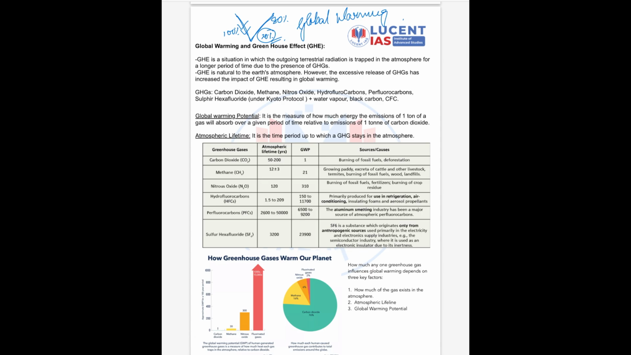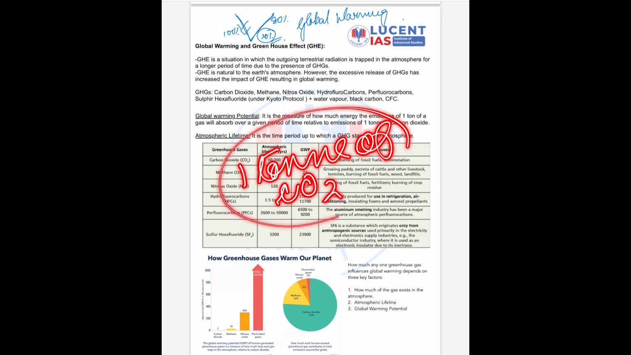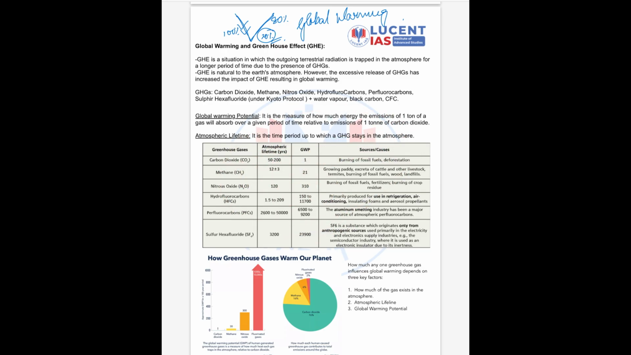It is a measure of how much energy the emission of 1 ton of a gas will absorb over a given period of time relative to the emission of 1 ton of carbon dioxide. That is, a comparison with 1 ton of carbon dioxide, a comparison of how much energy it will release. So next we will see the table.